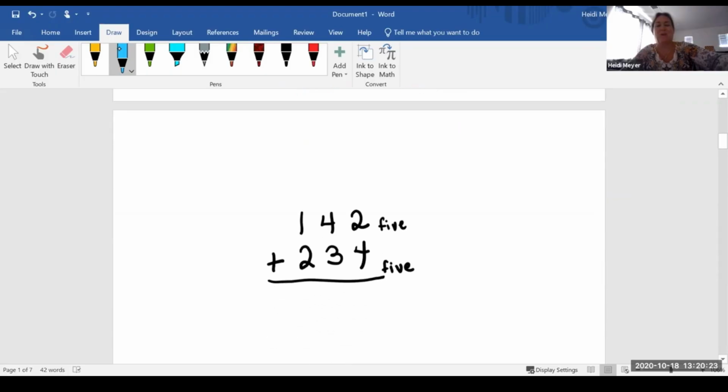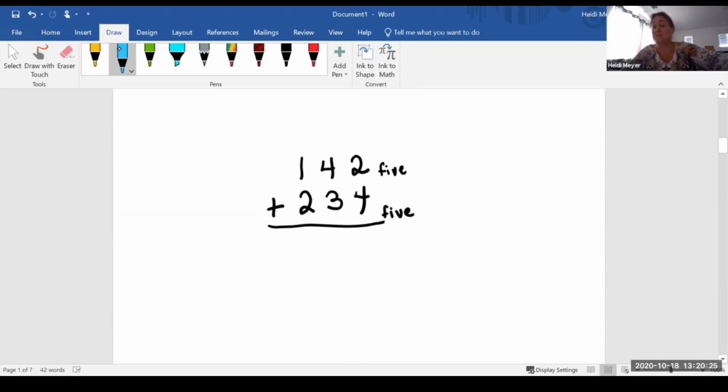So here we go. We're going to start with addition. So we have 2 plus 4 is equal to 6. Well, that's one group of 5 and 1 left over. So we put the leftover 1 down here and we carry the group of 5. It is not a 10, it's a 5.